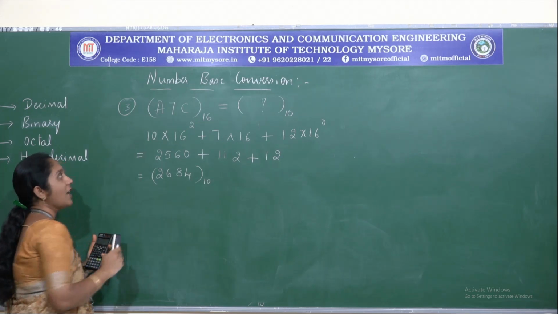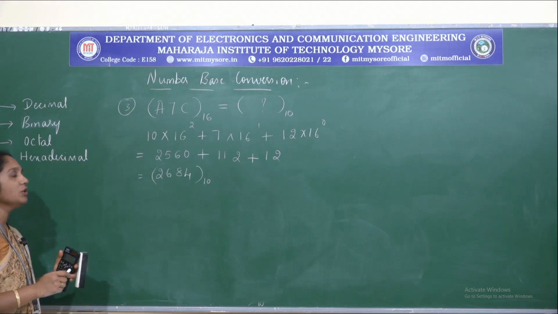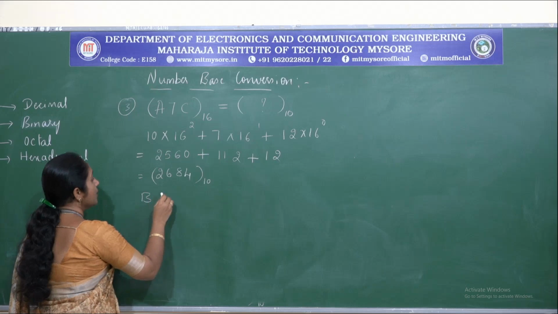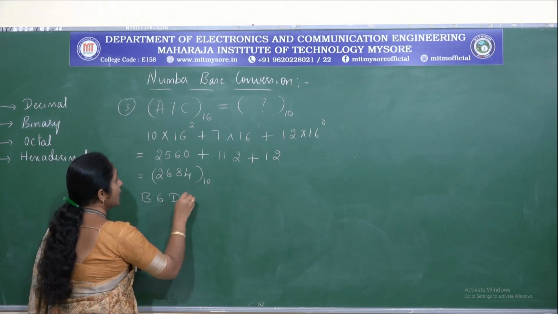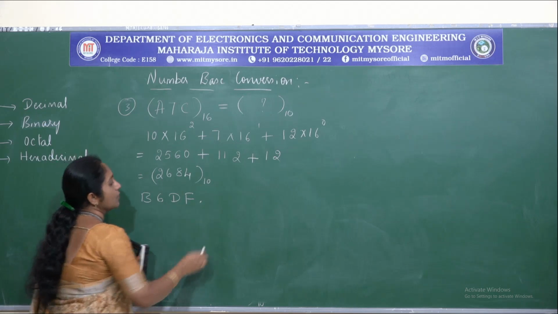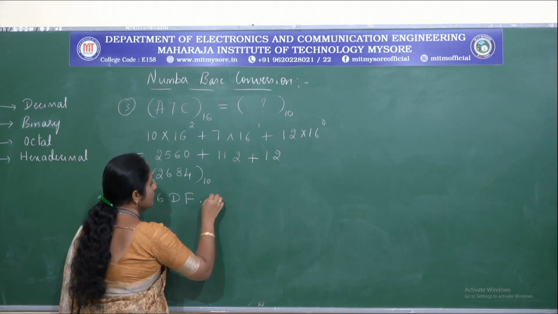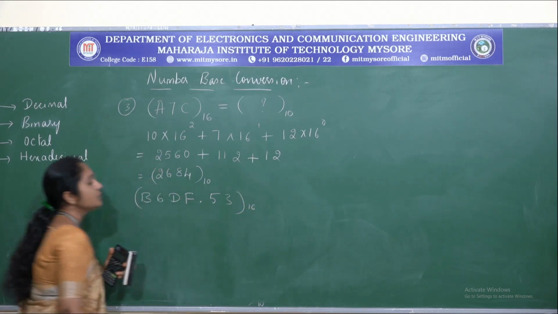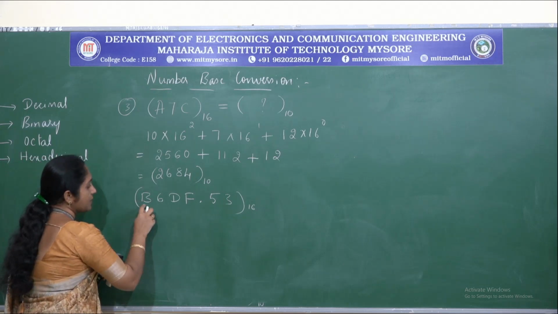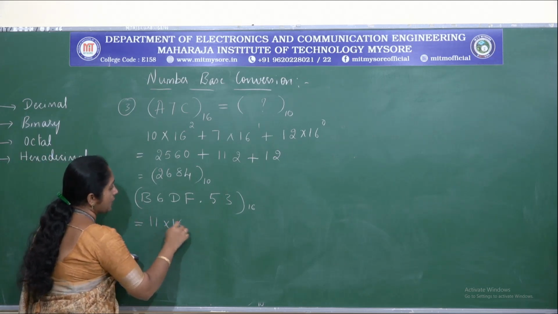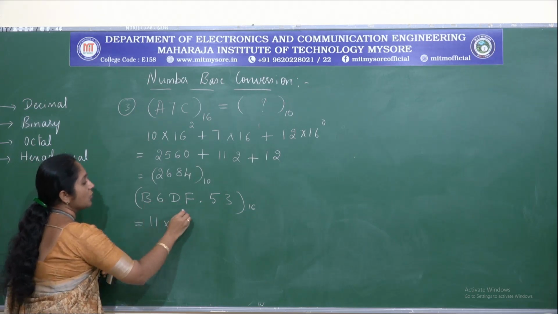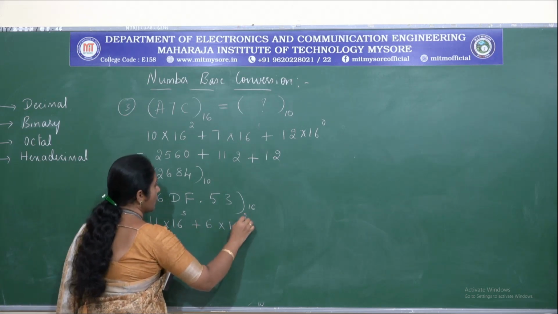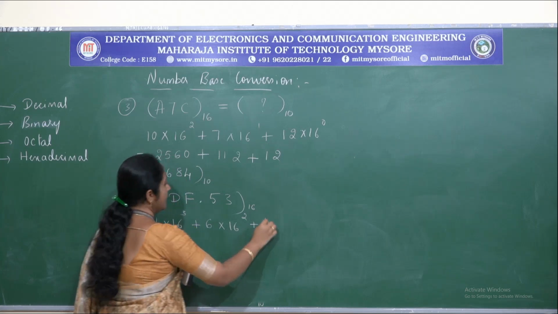Now let me consider the fractional part in hexadecimal, and let me show you the conversion. Let me consider some other number, B6DF.53. So let us consider this example in hexadecimal. Now its equivalent can be written as B is nothing but 11. 11 into 16. So how many digits we have? 4 digits. So 4 minus 1, 16 power 3 plus 6 into 16 square plus D into, sorry.